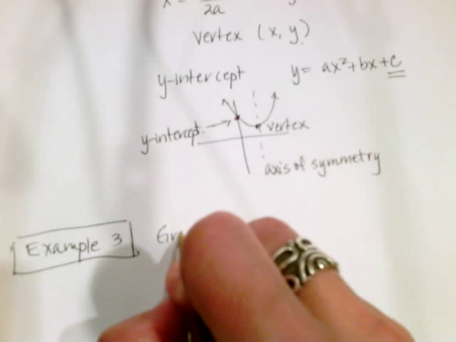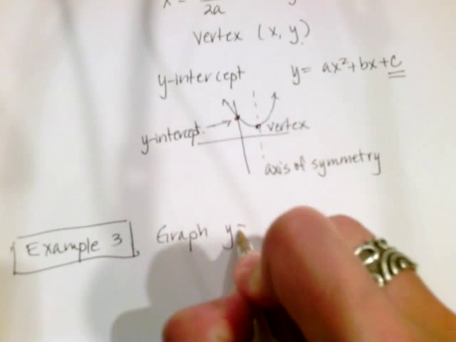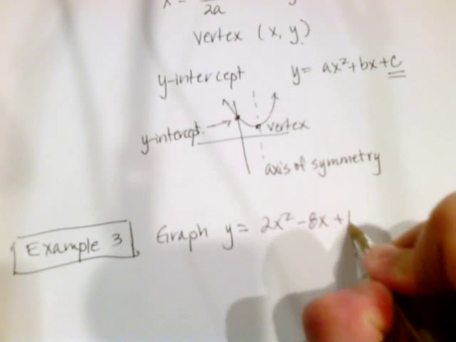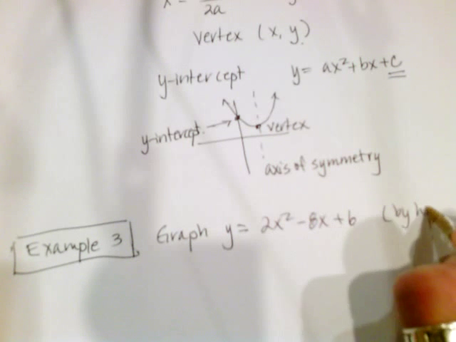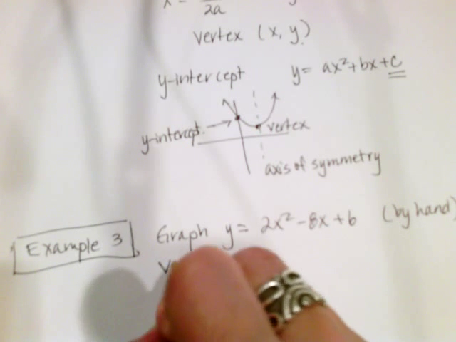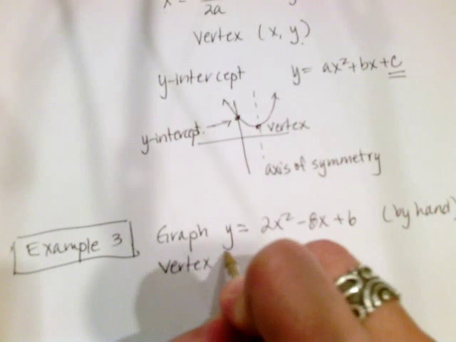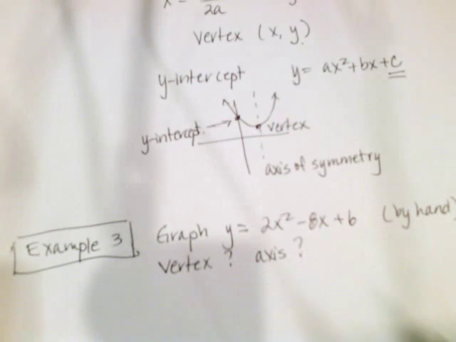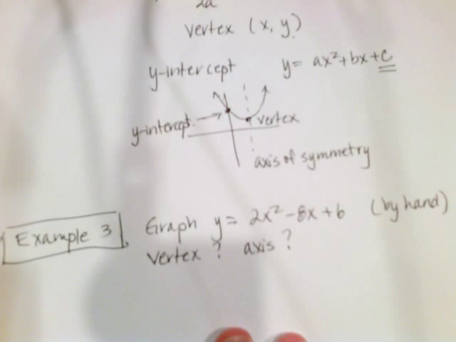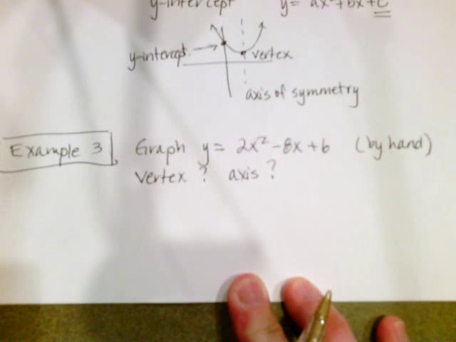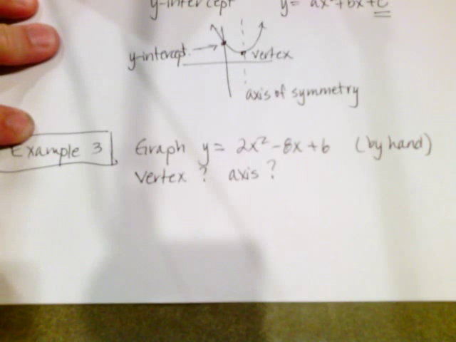I want you to graph y is equal to 2x squared minus 8x plus 6, and of course we're still doing all of these by hand. Okay, and then I want you to tell me what the new vertex is, and I want to know what the axis of symmetry is. Sometimes we call the axis of symmetry just the axis, and we abbreviate it that way.